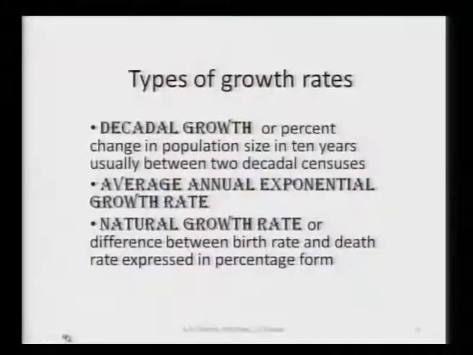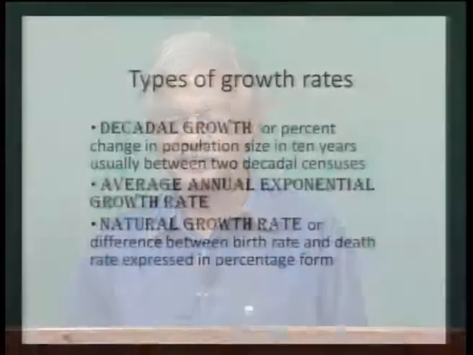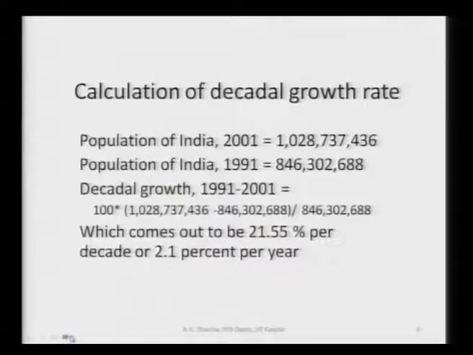So, if you have, say, figures for 1981 and 1991 censuses, you can calculate decadal growth rate between 81 and 91, or if you have figures for 91 and 2001, you can calculate decadal growth rate for the 91 to 2001 period. Then there is average annual exponential growth rate. I will define this in a moment. And the natural growth rate, or the difference between birth rate and death rate expressed in percentage form. This is how we calculate decadal growth rate.